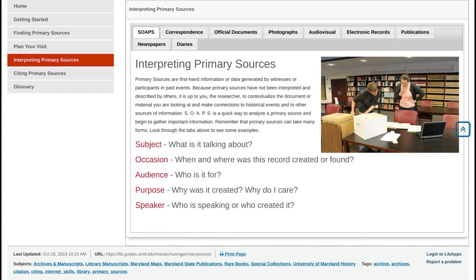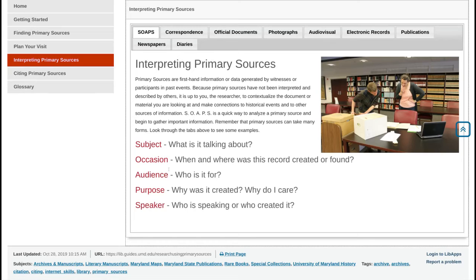For occasion, it's going to tell you when and where was this record created or found. Is it a journal entry? Is it a diary? Is it a newspaper article? Was it found in a grave? Was it found in a building, in a wall somewhere? Was it found buried in some dirt? And then how was the record made? So did the person write it back then? Was it a secret message? Was it a telegram? All these things can be covered under occasion.